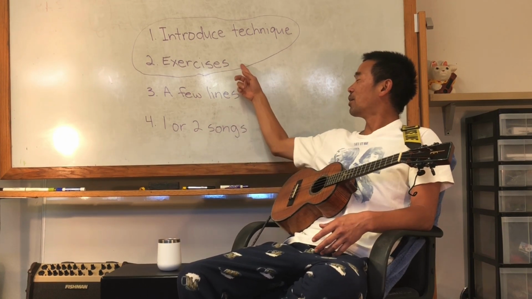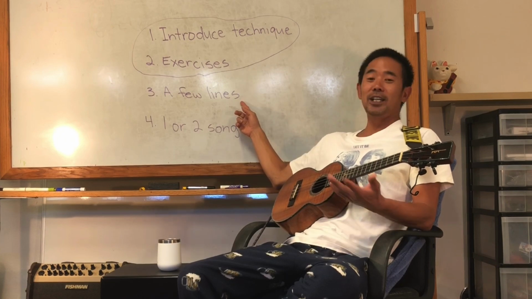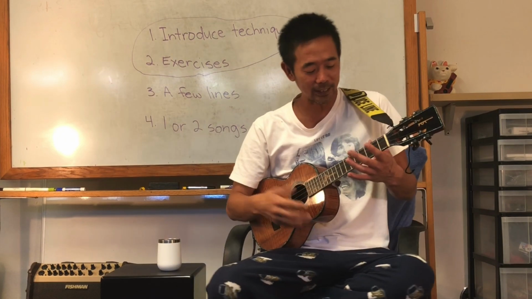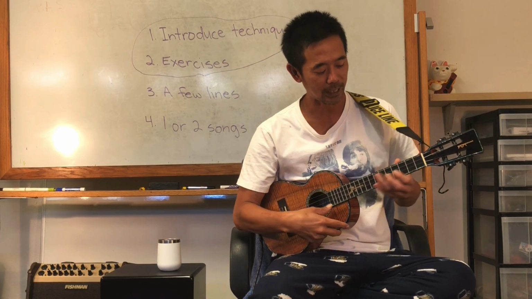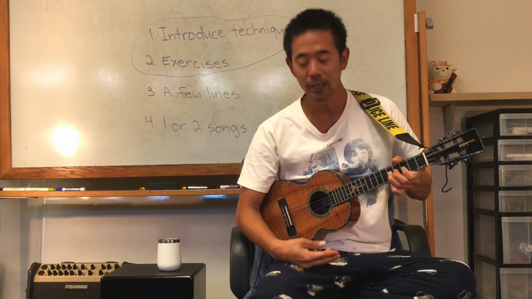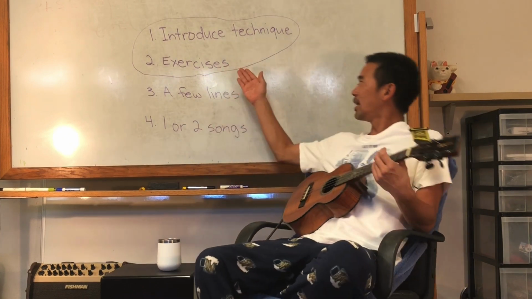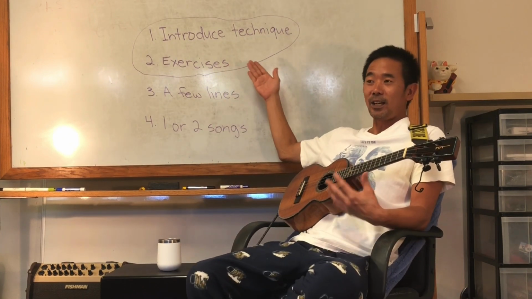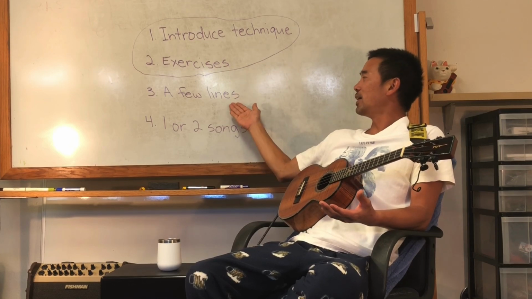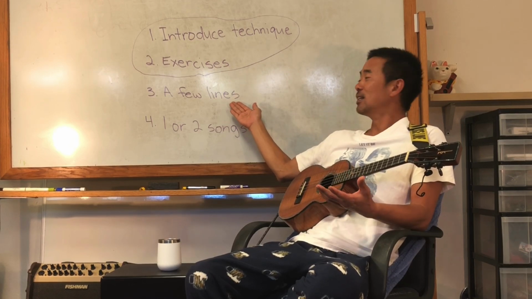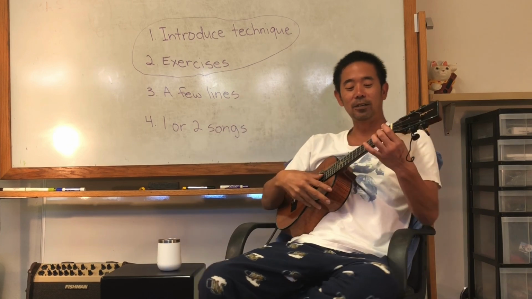And now that they know how to bend, I'm going to say, okay, well, let's practice a few lines. And the line might sound like this. One more time. So what I'm trying to do is, now that they went through the exercises and they know how to do the technique, now in step 3, I'm trying to show them how to apply it to a line, to an actual.